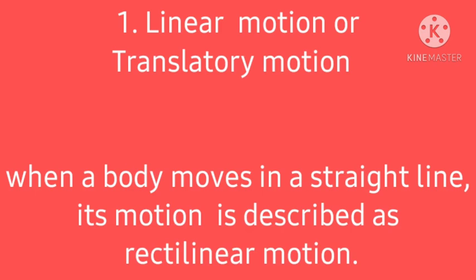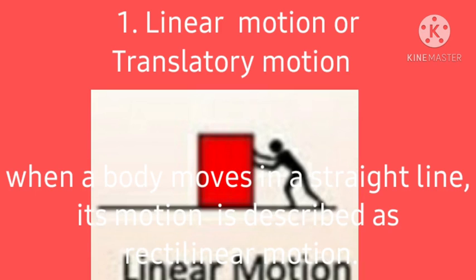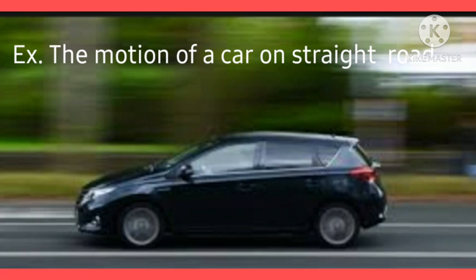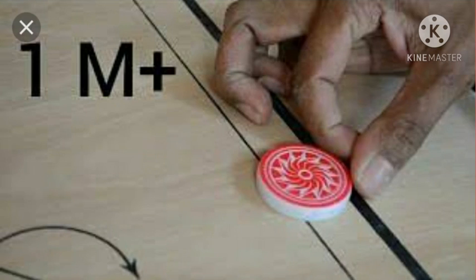Our next topic is types of motion. In the previous classes, we learned about these different types of motion, but here we will revise once more. Number 1 is linear motion or translatory motion. When a body moves in a straight line, its motion is described as rectilinear motion. For example, the motion of a car on a straight road, or the motion of a striker moving across a carom board, is an example of rectilinear motion.